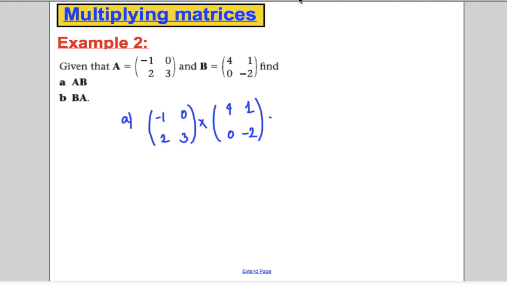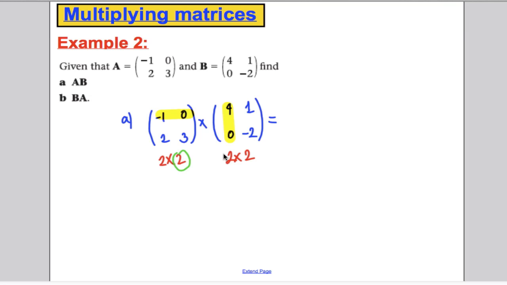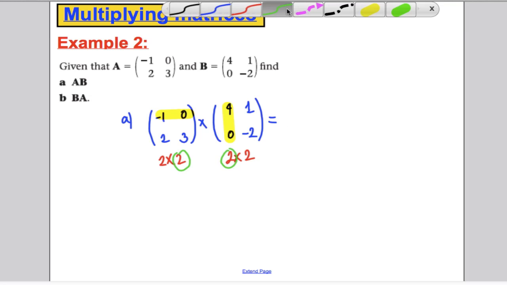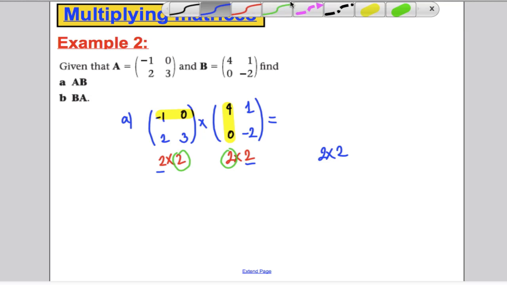Okay, so what we're going to do, I'm going to start doing these in my head now. I'm going to do that times that. Just before I do that, I'm doing a 2 by 2 multiplied by a 2 by 2, because the number of columns in the first is the same as the rows in the second, I can do it, and I know I'm going to get myself a 2 by 2 answer at the end.